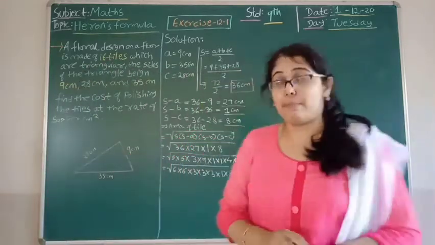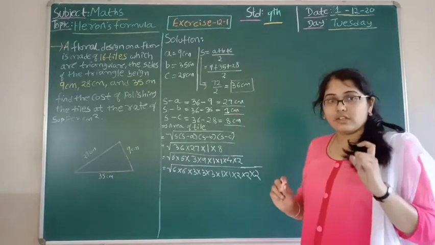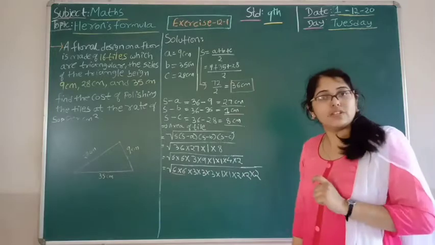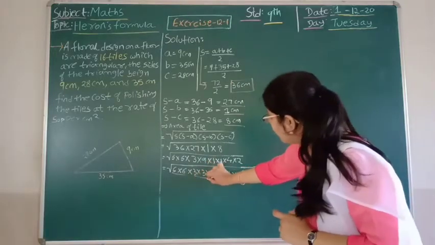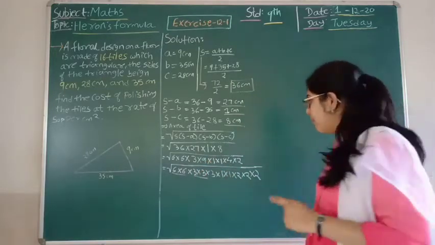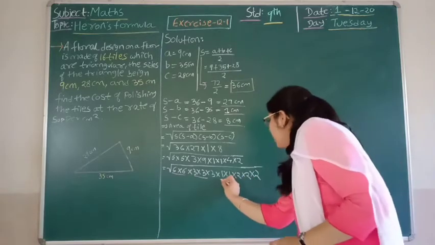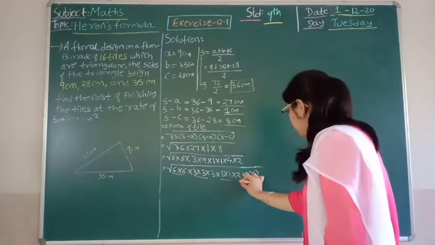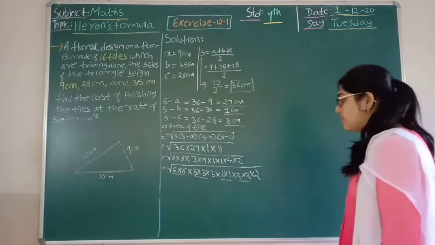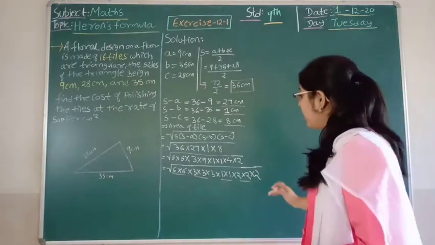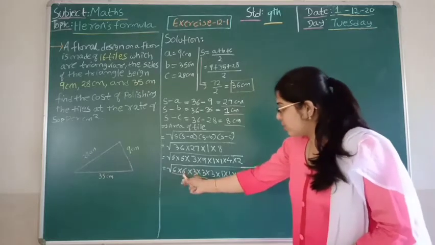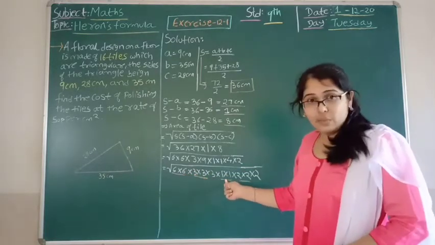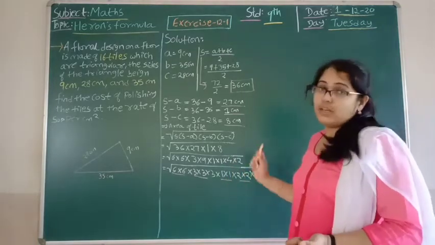So if I find pair from this, I am getting 4 pairs. When I am getting 6 multiplied by 6, that will be the first pair. 3 multiplied by 3, that will be the second pair. And 1 multiplied by 1, that is another pair. And the last is 2 multiplied by 2, that is my another pair. So I am getting over here 4 pairs, that is 6 multiplied by 6, 3 multiplied by 3, 1 multiplied by 1, and 2 multiplied by 2.